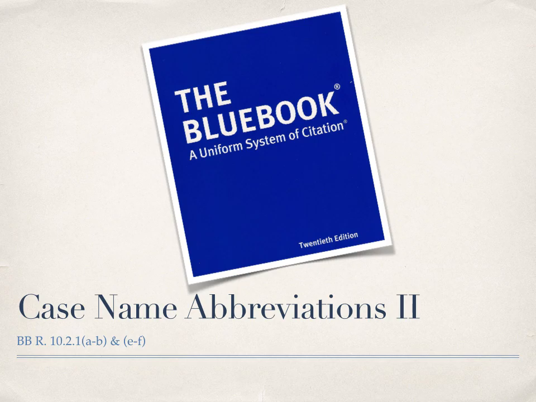Previously, we introduced short-form citation and some rules governing shortened case names. In this episode, we will round out our review of Rule 10.2.1 with an examination of subsections A, B, E, and F. You want to have a copy of your Bluebook with you while you watch this podcast.